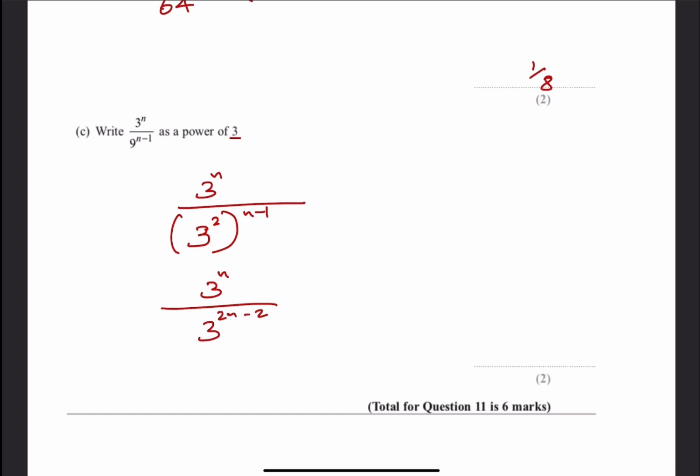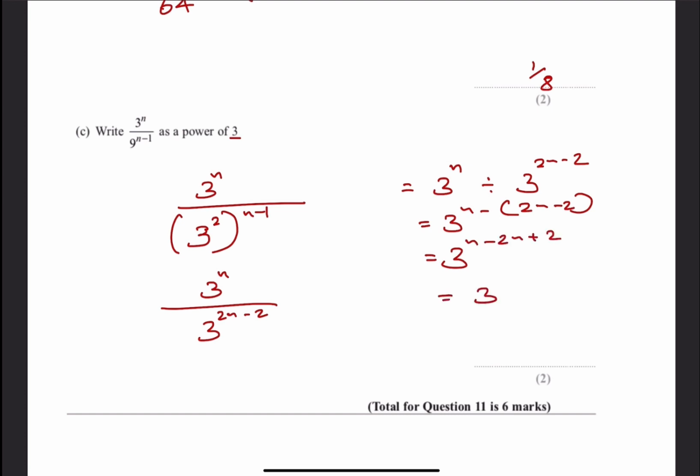Then that is equal to, let's put equal here, 3 to the power n divided by 3 to the power, divide, because it's a fraction, right? 2n minus 2. 3 to the power n, take away, I'll put it in a bracket, 2n minus 2. Because you're doing it with the same bases, you can subtract the powers. 3 to the power n, take away 2n plus 2. That makes it 3 to the power n minus 2n, that makes it minus n plus 2. Okay, so that's okay. Some people would like to write it as 3 to the power 2 minus n, but that's your problem. Okay, moving on.